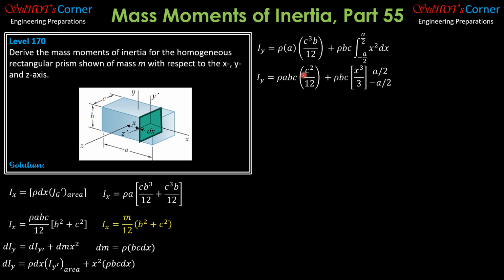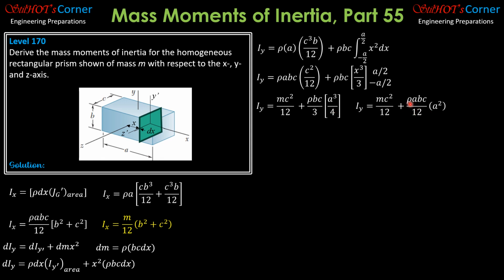So take note that this is mass. Iy therefore is mass c squared over 12 plus rho bc over 3 quantity a cubed over 4, because a over 2 cubed is a cubed over 8 minus quantity negative a over 2 cubed, which is negative, so minus negative a cubed over 8. So that would be a cubed over 8 plus a cubed over 8. That would be a cubed over 4. So rearranging, Iy is mc squared over 12 plus rho abc over 12 times a squared.